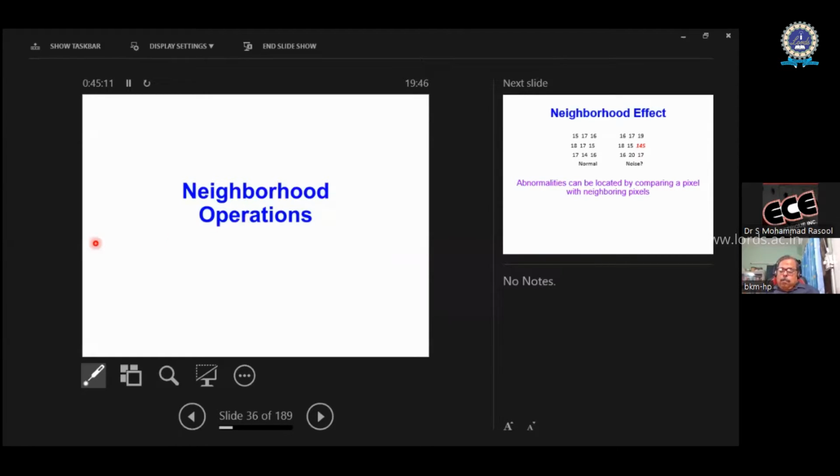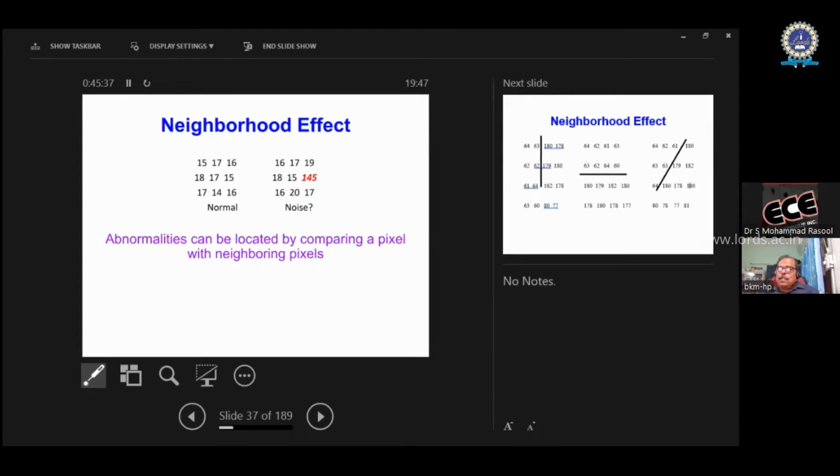Okay, so we can adjust the brightness, contrast, etc. by looking at the pixel values in different wavelength bands. And then we can also process the images in slightly more involved ways by looking at neighborhoods of pixels.